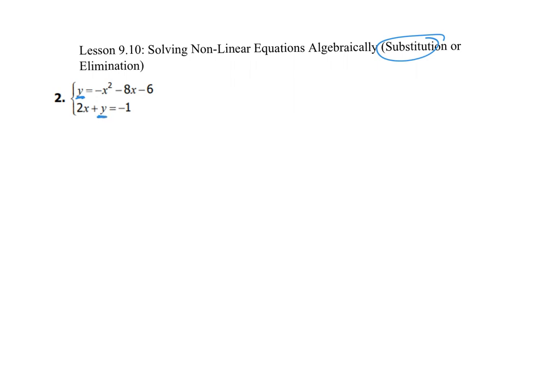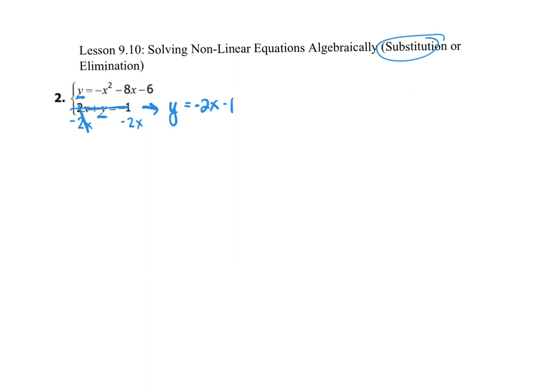Okay, so we want it to start y equals so that we can set these two equations equal to each other like the last problem. So the first equation is fine. The second equation, I'm going to subtract 2x from both sides and then rewrite this as y equals negative 2x minus 1. Okay, and I'll think of that second equation in this form.